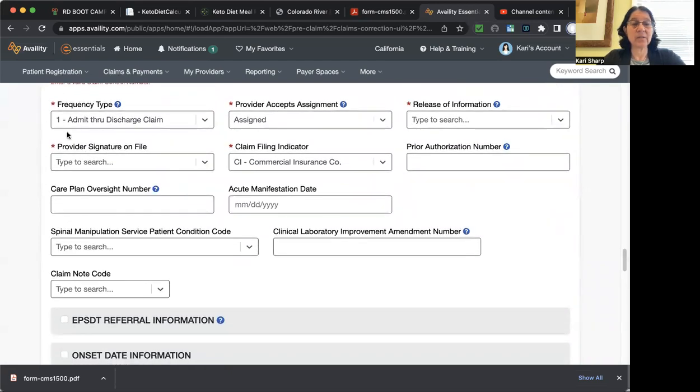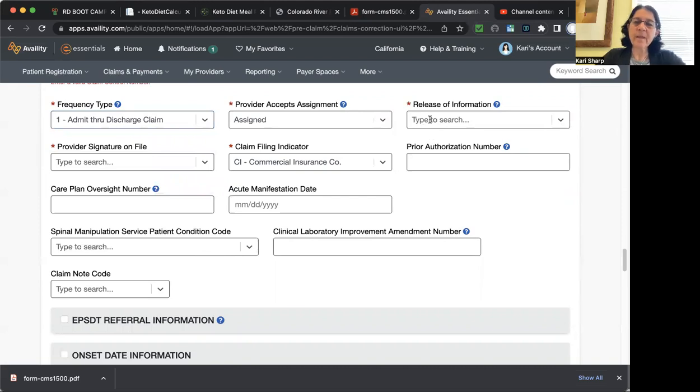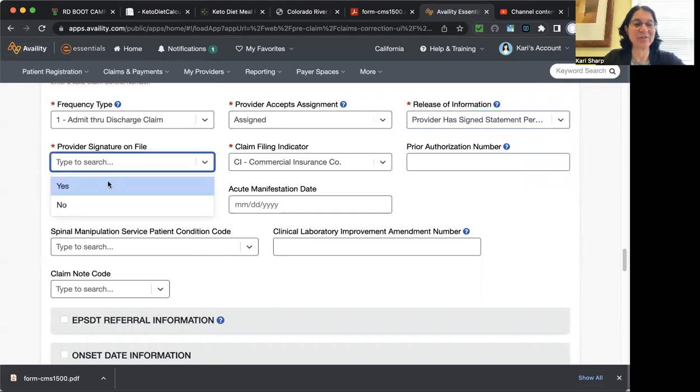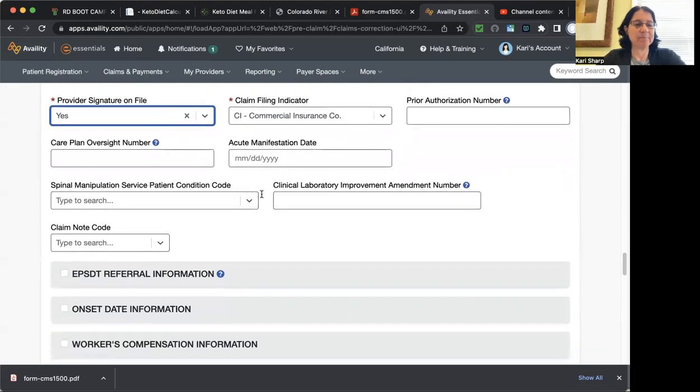All right, this is frequency type. Did we just submit the claim for the first time? Or are we replacing a mistake claim, or are we voiding one because maybe we accidentally submitted the same one twice? Release of information. You got to make sure you got that signed statement. Provider signature on file would be yes. That means you have a contract with this insurance company so you can bill the claim.